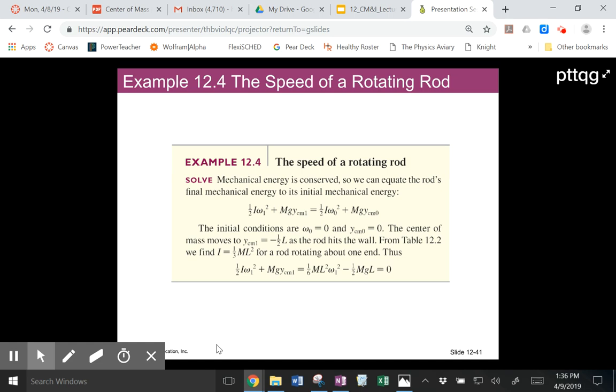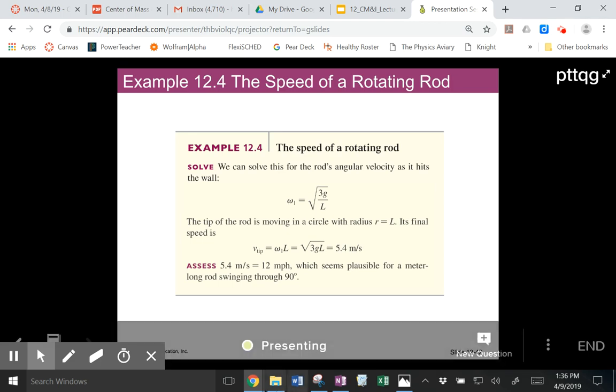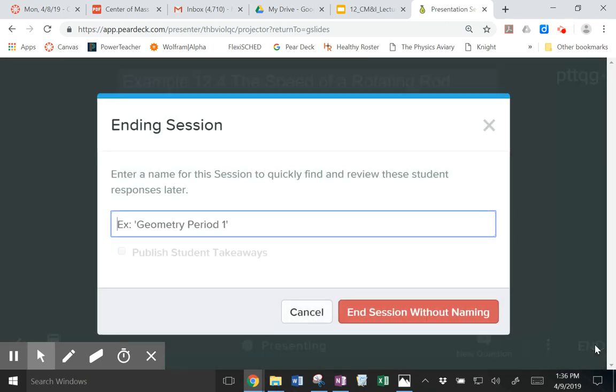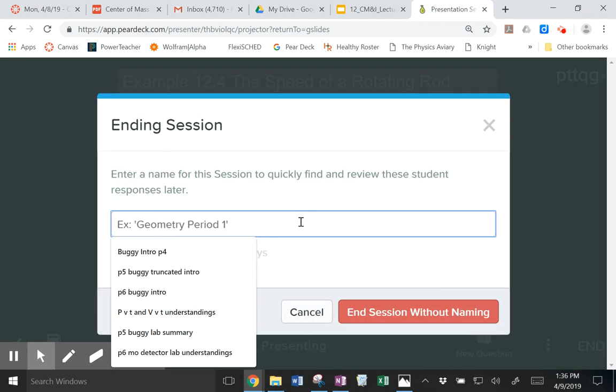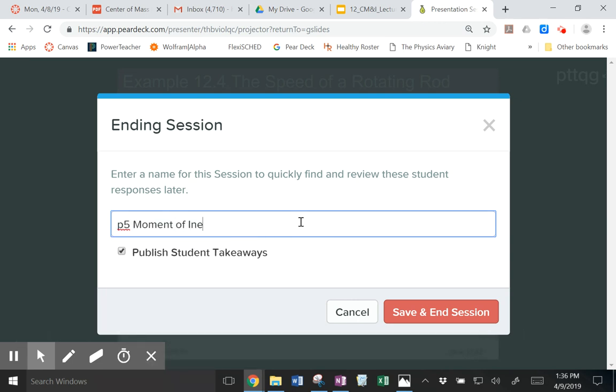You've got a stick rotating about its end, so the moment of inertia is 1/3 ml squared. You put that in place of I, that's how you end up with 1/6 ml squared omega squared in the equation. Okay? So that's all on there. So there's the last couple slides. And again, it's going to Google Doc this at you. P5 moment of inertia.